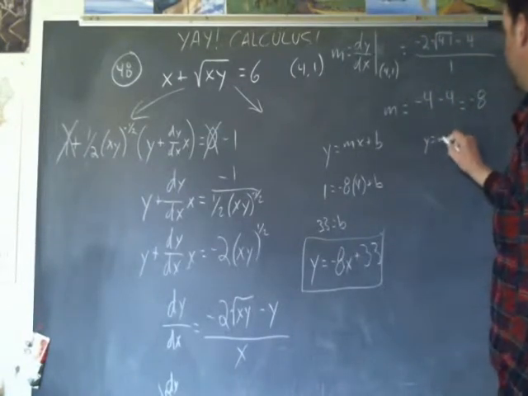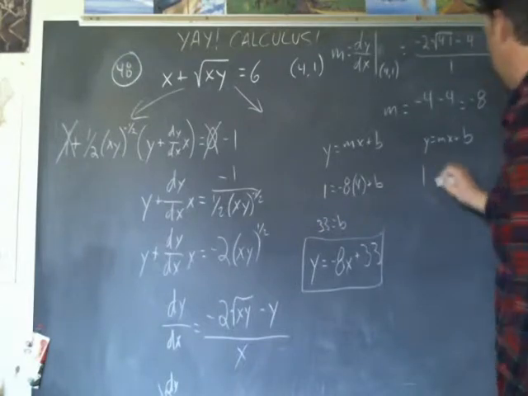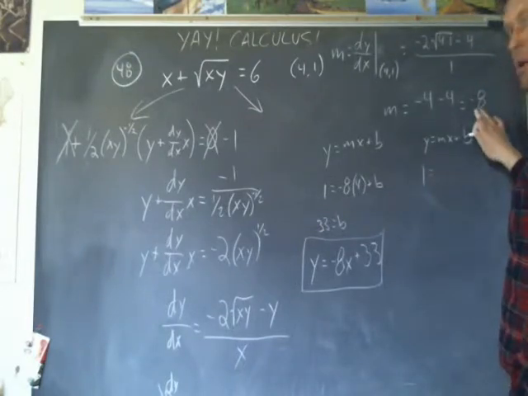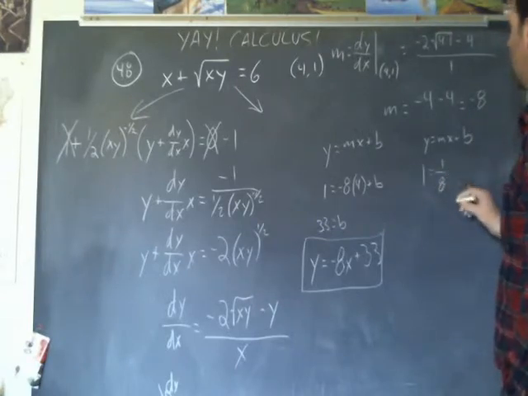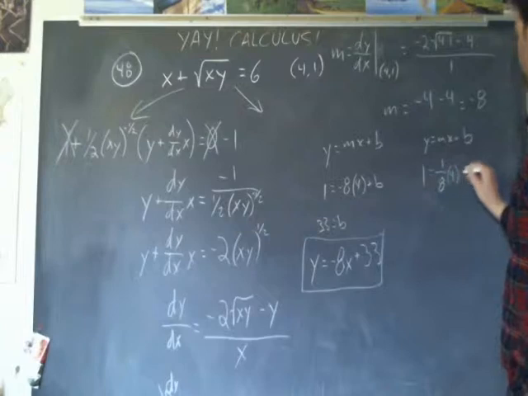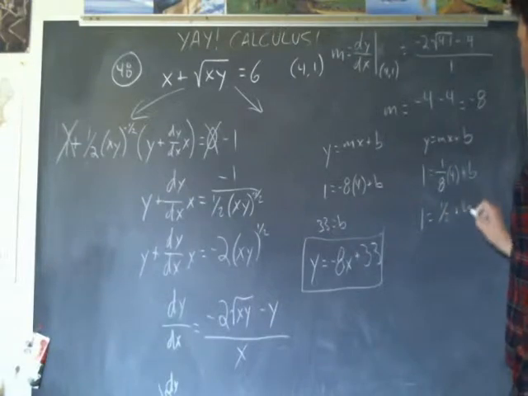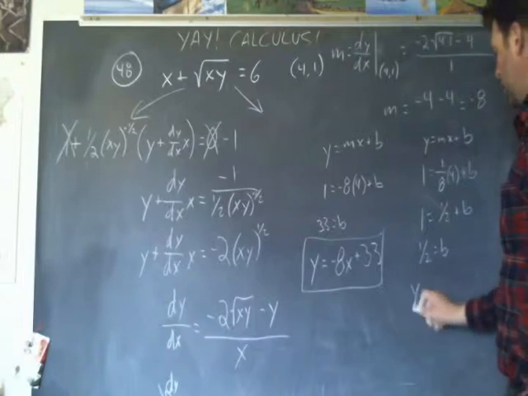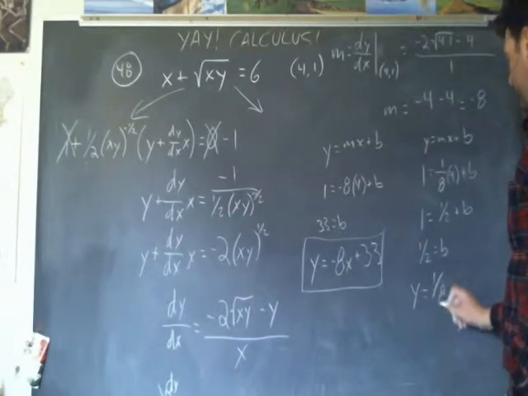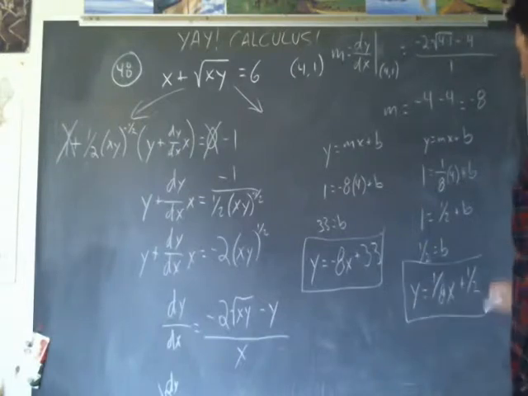We'll do another one. y, which is still 1, m, which is the opposite reciprocal of negative 8, which is 1/8, x is equal to 4, plus b. 1 equals 1 half plus b, so 1 half equals b, and y equals 1/8 x plus 1 half is our normal line.